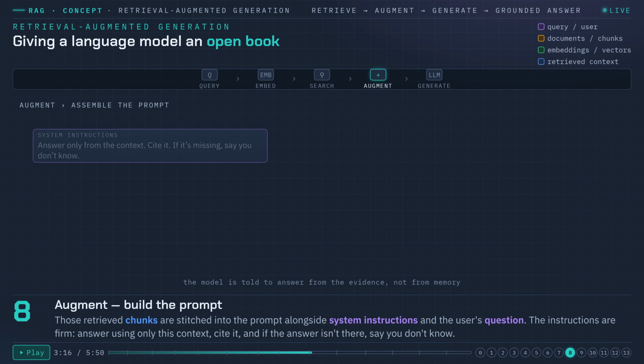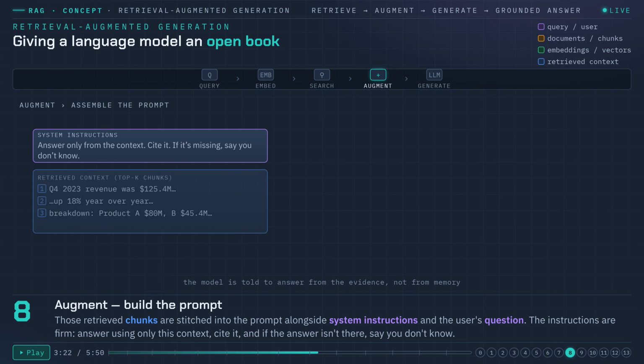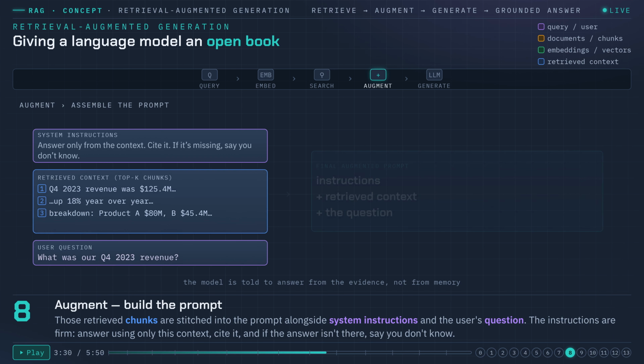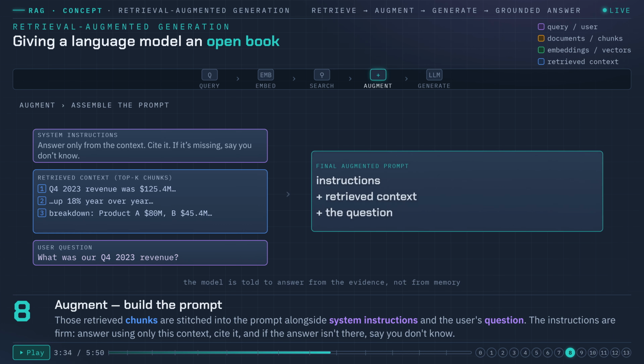Those retrieved chunks are then stitched into the prompt, alongside a set of system instructions and the user's original question. And the instructions matter. Answer using only the provided context. Cite which chunk you used. And if the answer isn't there, say you don't know rather than guessing.